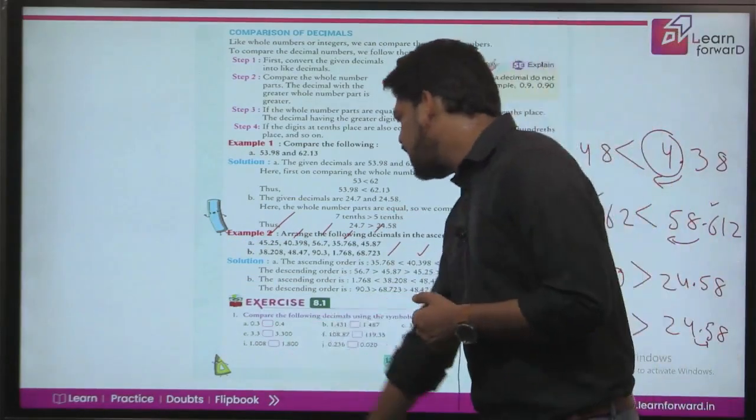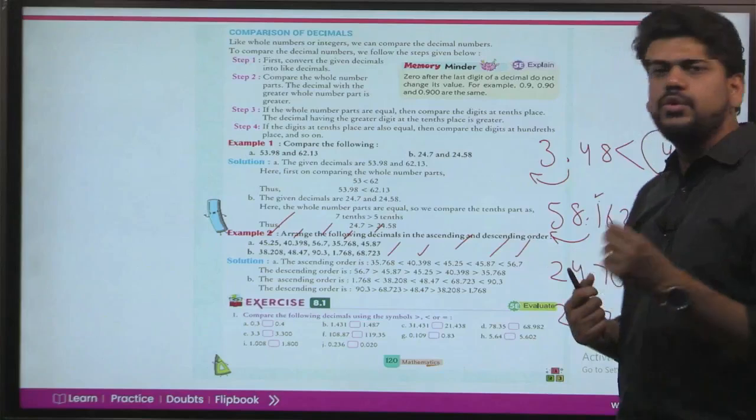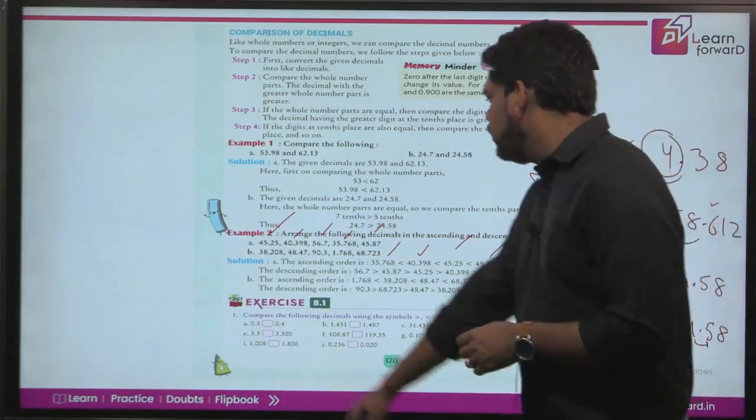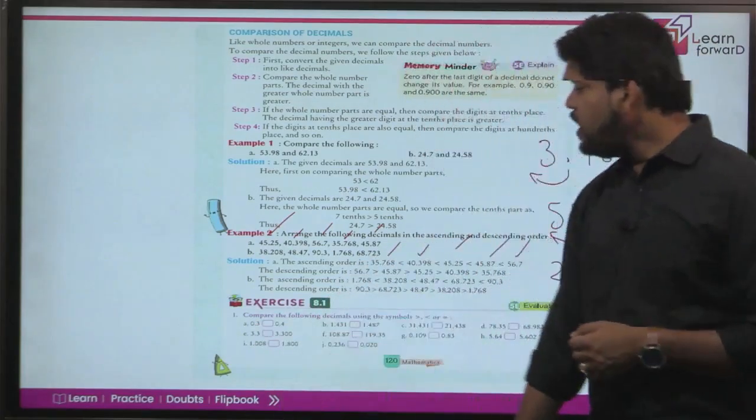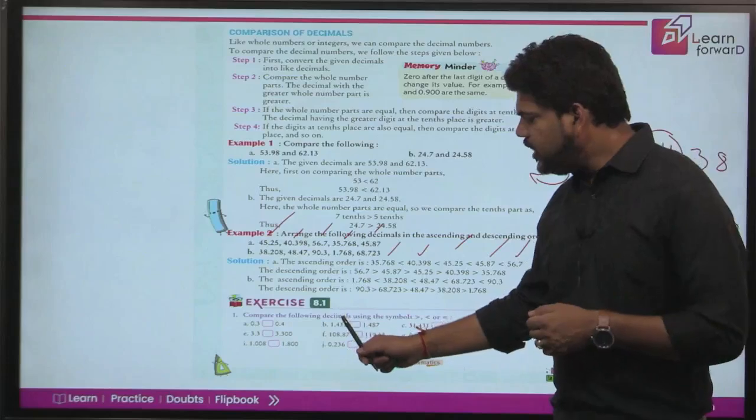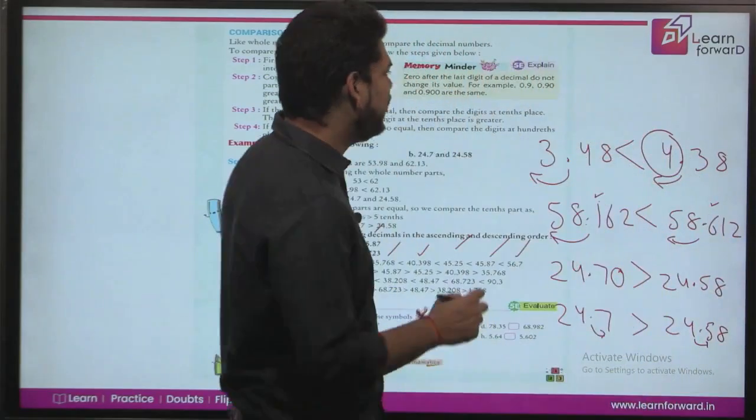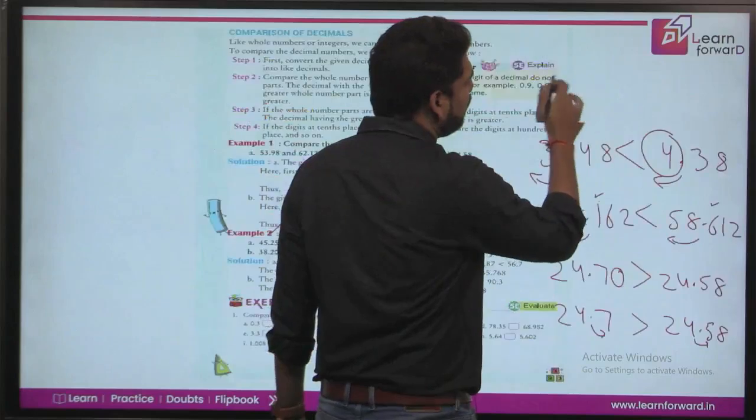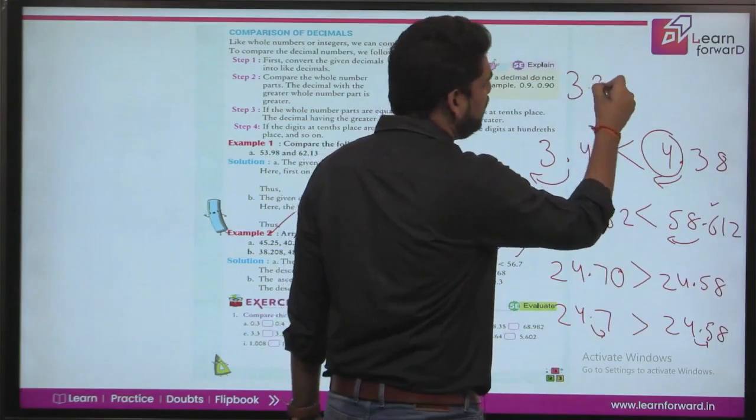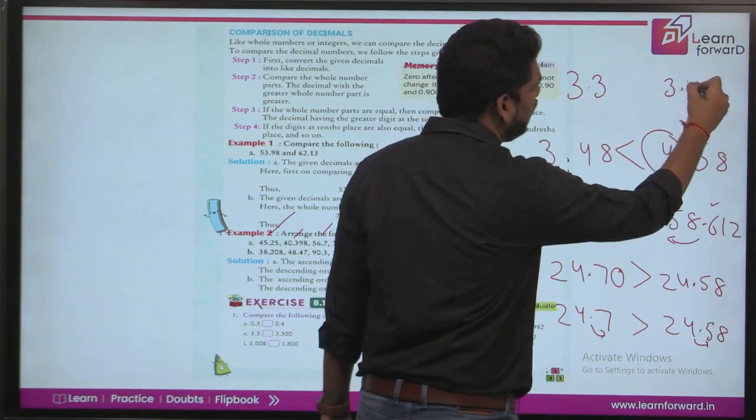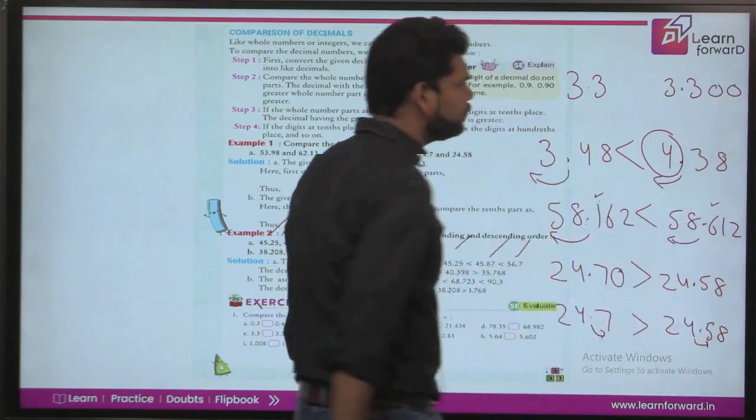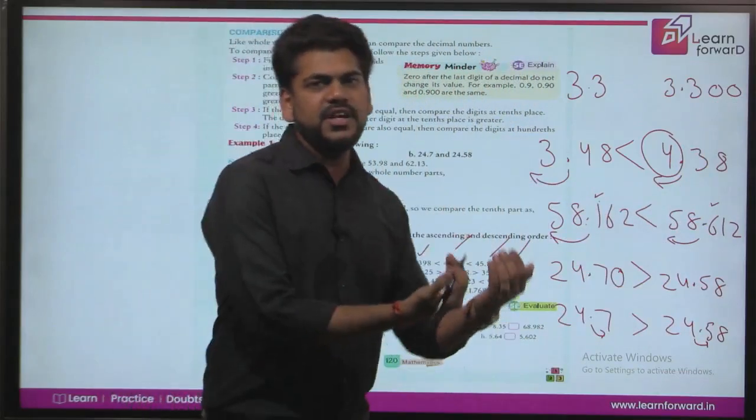Now we have exercise 8.1. Let's do 2-3 questions of this. E part. Look at the E part. 3.3 and 3.300. Now this one is quite tricky. 3.3, 3.300. Now first we'll check the digit.